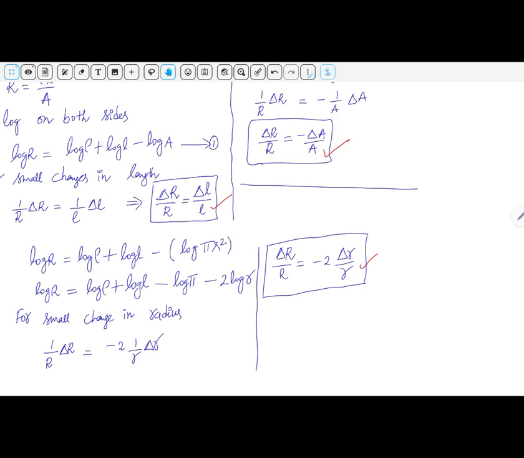Okay, I hope this video gives you some very important information about finding the change in resistance for a small change in length, area and radius for two particular conditions. One condition is a normal condition, means we are not disturbing the conductor, and another situation is we are twisting the conductor or we are stretching the conductor.